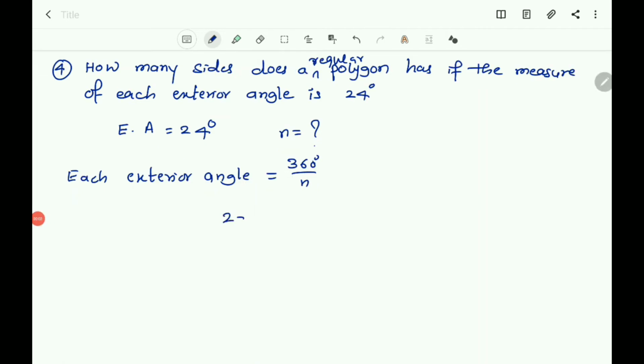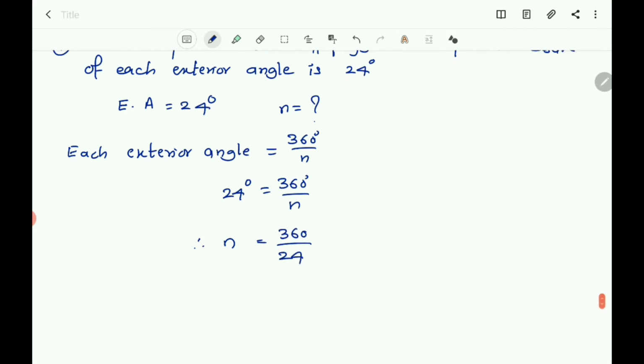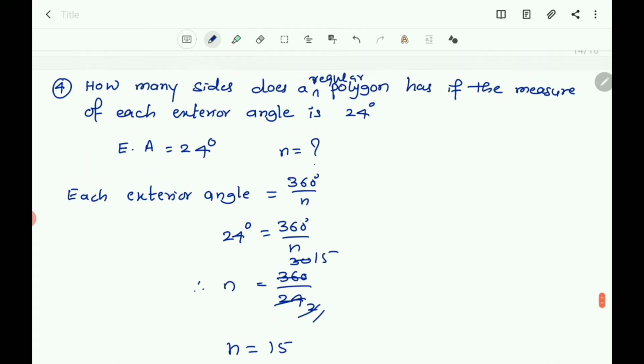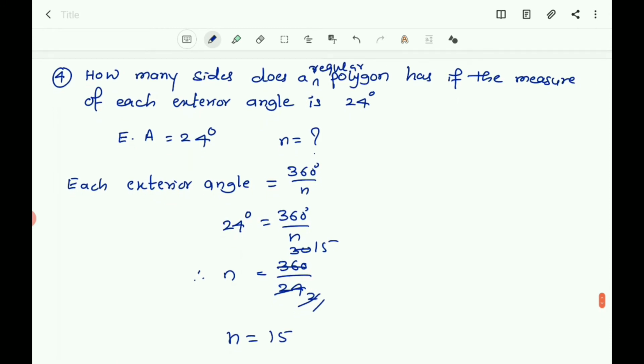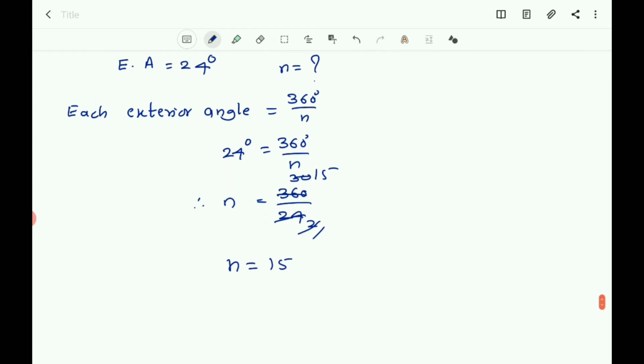So you write 24 degree is equal to 360 degree by n. Therefore n is equal to 360 by 24. So you know that 12 2s are 24, 15 it is. Therefore you will get n is equal to 15. Here, how many sides does a regular polygon have if the measure of each exterior angle is 24 degree?